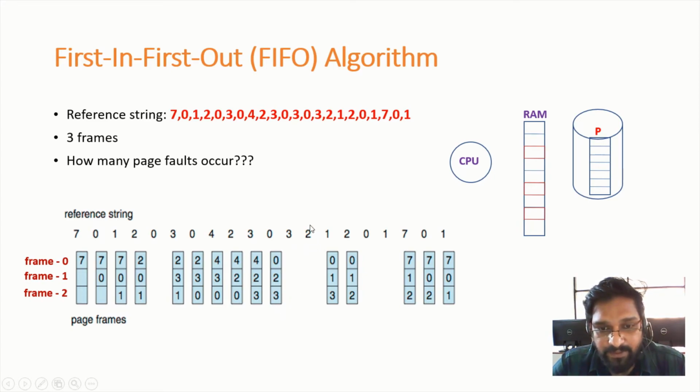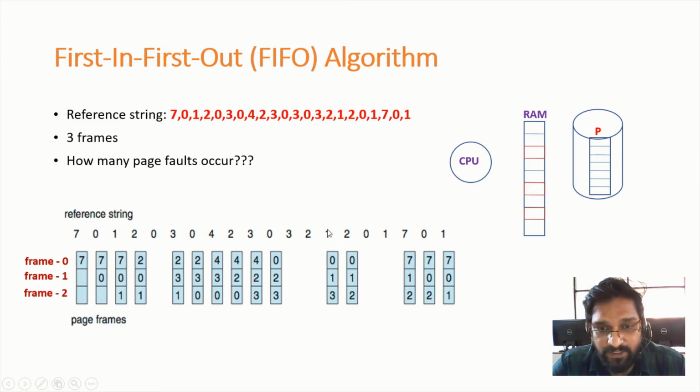Next the CPU is requesting page number 2. Is page number 2 present inside the RAM? Yes, page number 2 is present inside the RAM. So we are going to call it a page hit, not a page fault. Since the contents of the RAM have not changed, I have not written anything here, right?